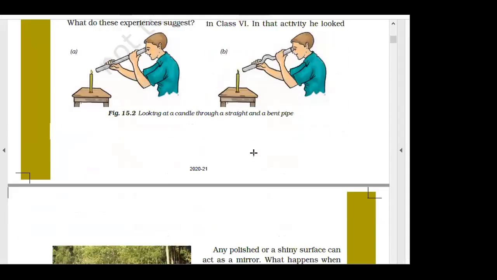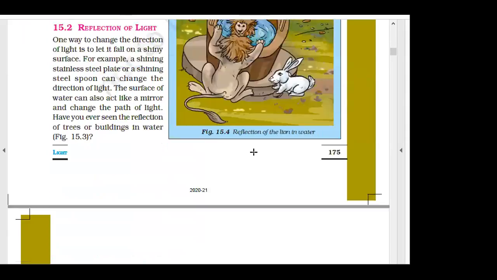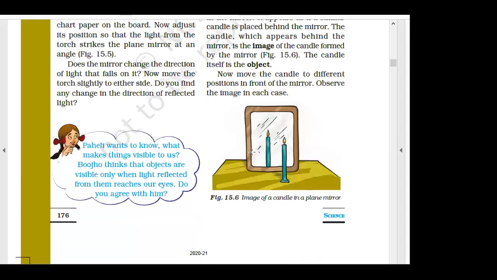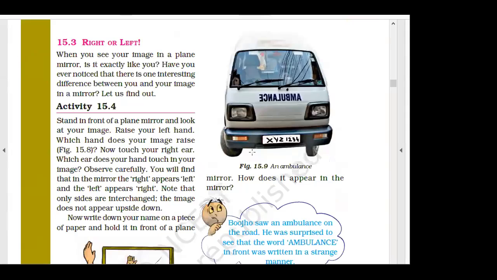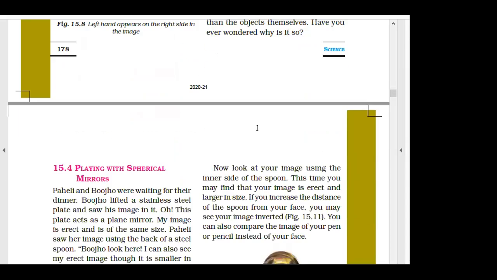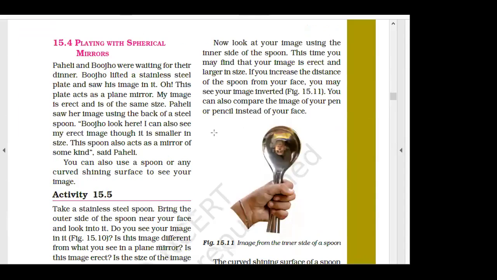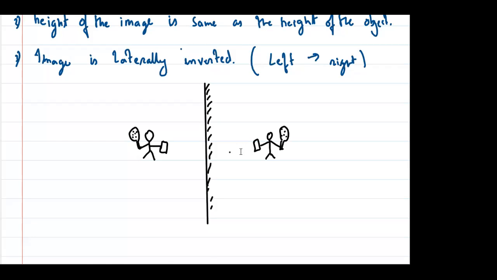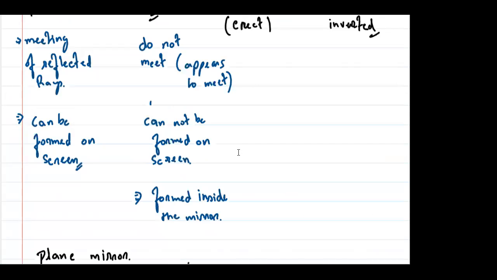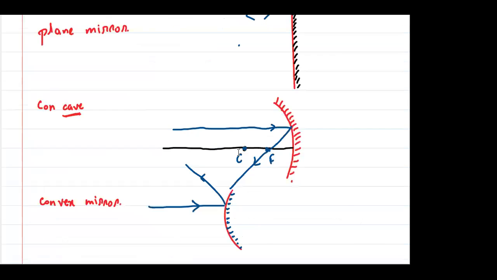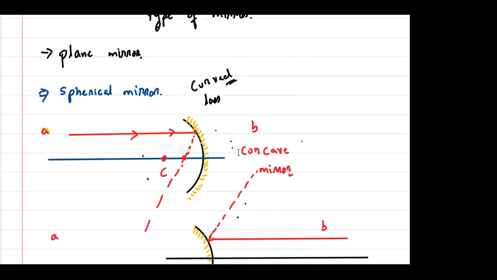We covered the reflection of light also. We covered plane mirror also. Yes, real and virtual images we covered. Very good. Now, spherical mirrors. Got it? Does anyone have any doubt till this point? Anyone have any doubt till plane mirrors? Raise your hand. I hope all of you understood all the concepts.